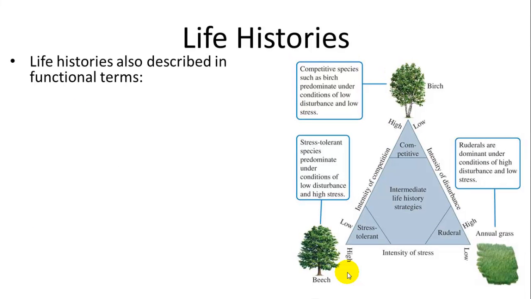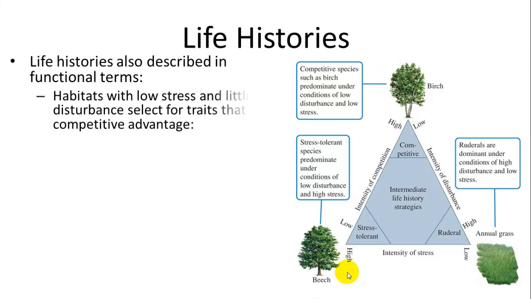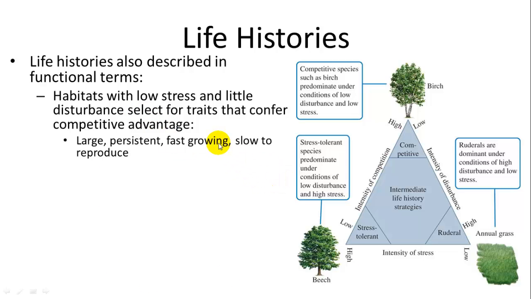These are also described in functional terms. So if you're in a habitat with low stress and little disturbance, that environment will select for traits that confer a competitive advantage for large, persistent, fast-growing, slow to reproduce organisms. So this is kind of seen on this little diagram here as well.